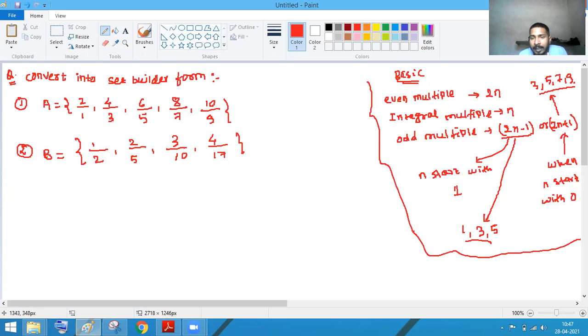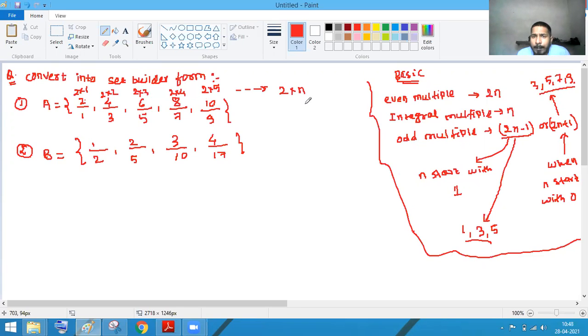And before writing the set builder form of such type of thing, you have to identify the pattern. And what is the pattern? Look at the terms above. The first term is 2 into 1. The second term is 2 into 2. The third term is 2 into 3. The fourth term is 2 into 4. The fifth term is 2 into 5. So tell me yourself, what will the nth term be? It is 2 into n.